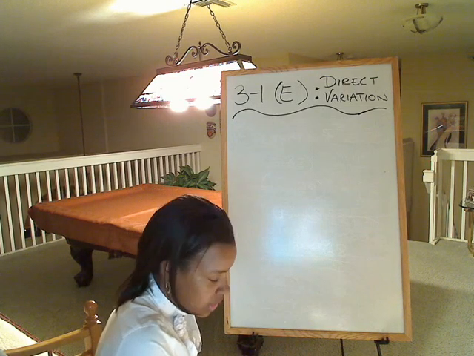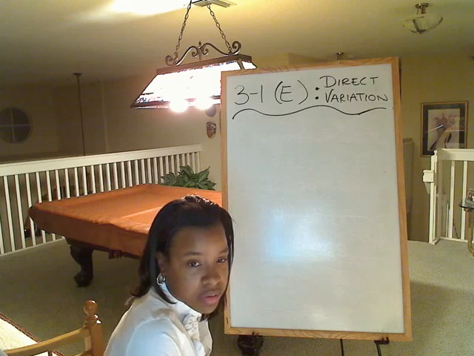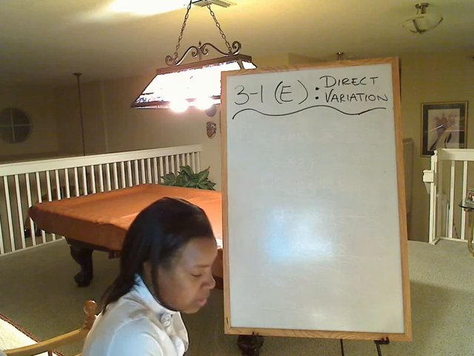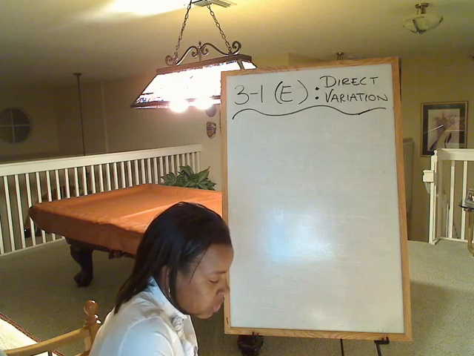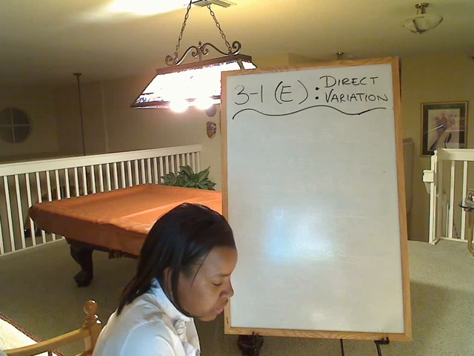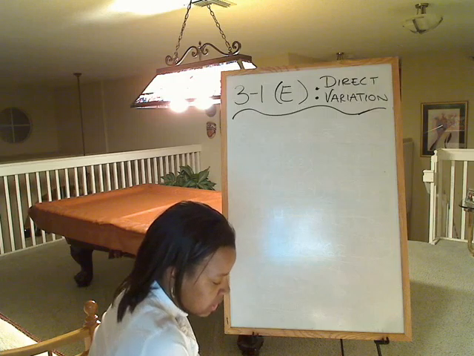Okay, the next video we have is 3-1 E Direct Variation. I'm coming from your problem solving practice in your workbook. Number 1, it says the amount Candace earns is directly proportional to the number of magazines she sells. How much does Candace earn for each magazine sale?